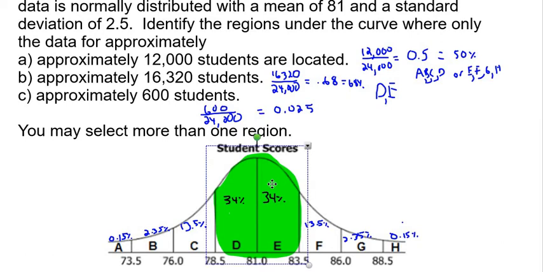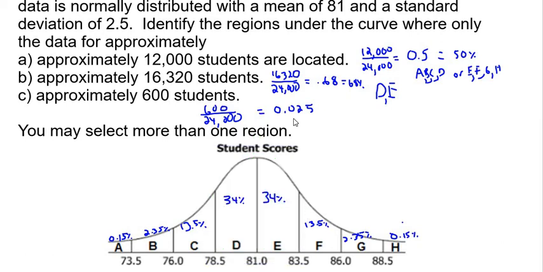For the last one, you'll notice that 0.025, which as a percent would be 2.5%, is so close to this region. But if you add these two together, you'll get 2.5. So this right here is 2.5.